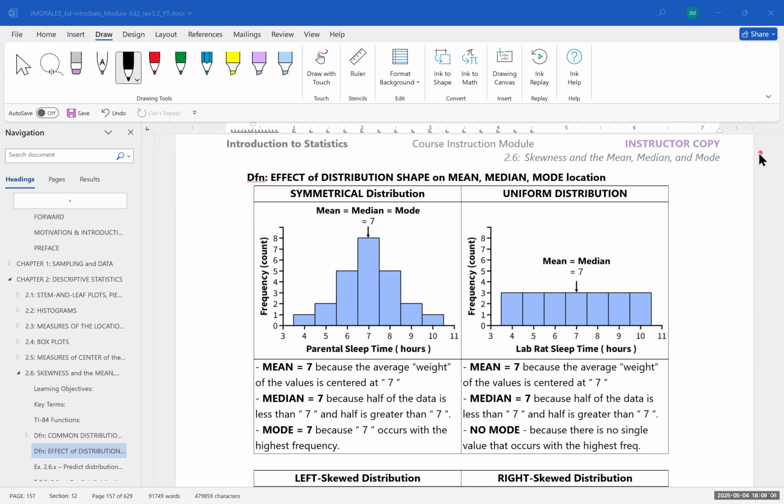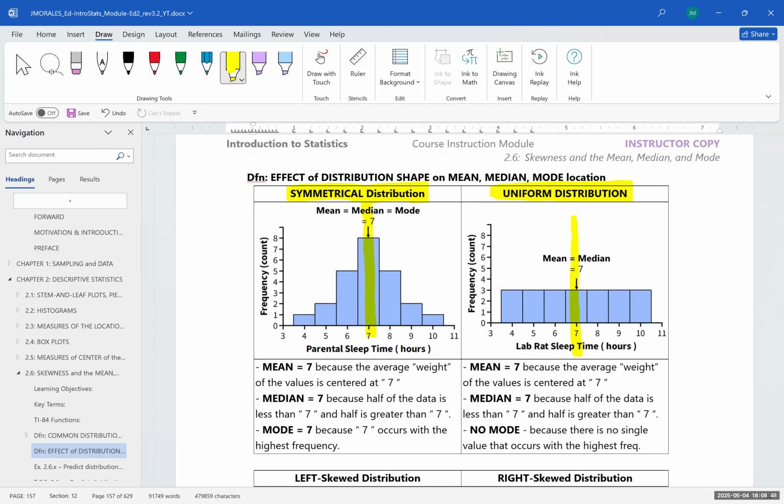All right. So we've been talking about the shapes of distributions, whether they are symmetrical, uniform, skewed to the left or skewed to the right, because you're going to see evidence of that skewness in the measures of center. So the first example is we've got a symmetrical distribution, okay? The uniform distribution is also considered symmetrical. It's got this line of symmetry right down the middle, as does the uniform distribution.